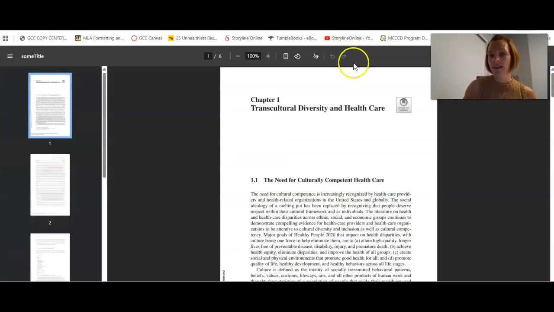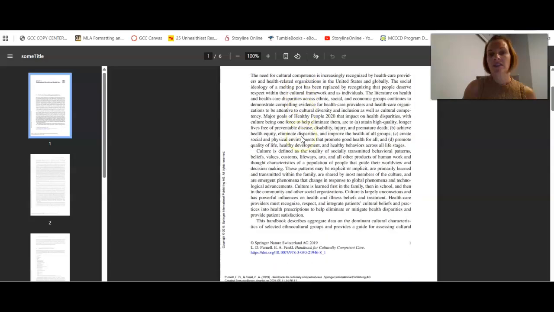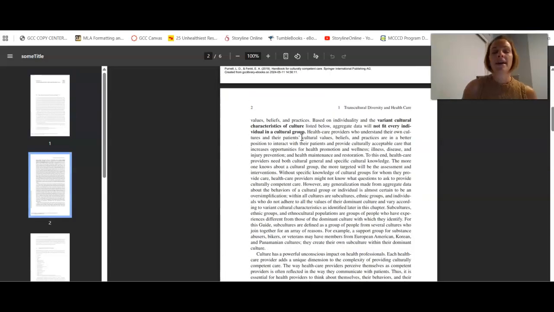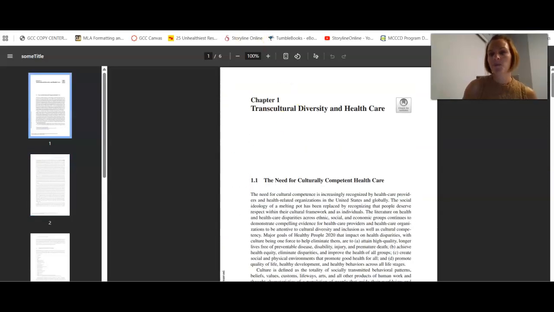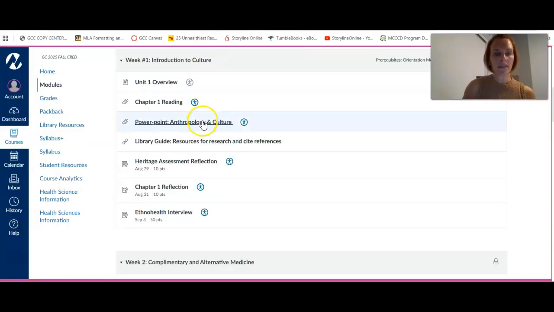Sometimes they will look like this. This is 6 pages from a textbook. Like I said, they're a little bit different each week. Okay. And then you do have something a little bit different this week because you will be required to focus on your culture and your background with some of your family members.